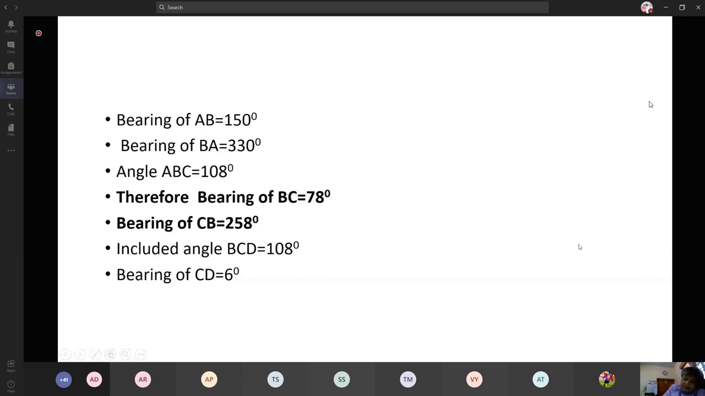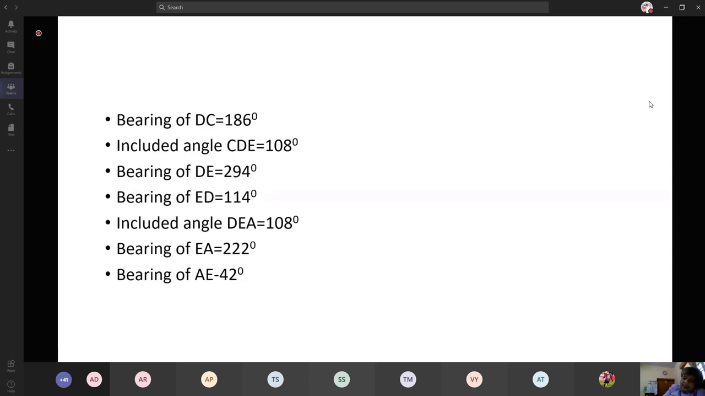Okay. The bearing of DC is 6 plus 180, 186. The included angle CDE is 108. So the bearing of DE is 294. The bearing of ED is 294 minus 180, 114. The included angle is 108, the bearing of EA is 222. So the bearing of AE is 42. So this is the way we use the included angle to solve the problem.